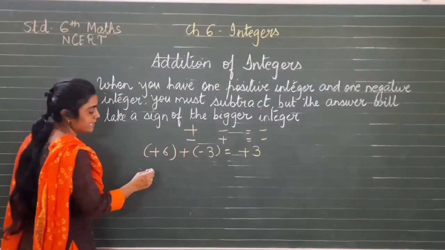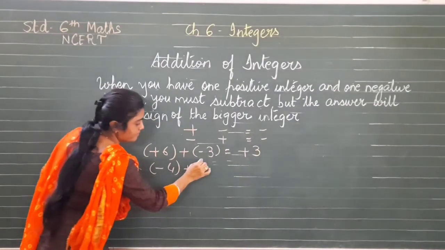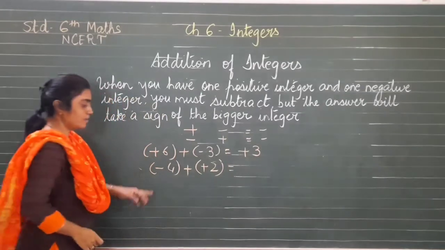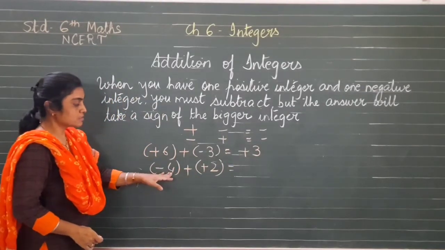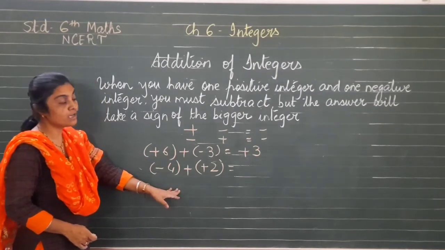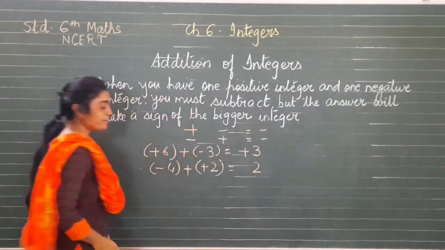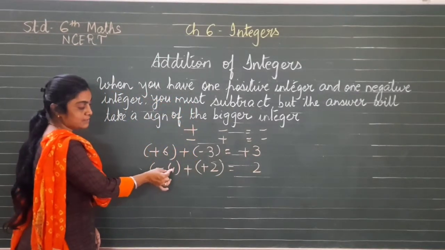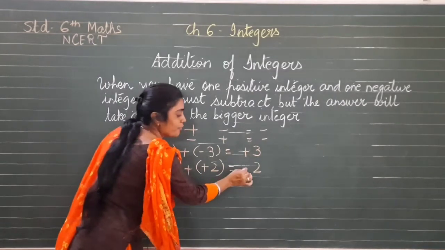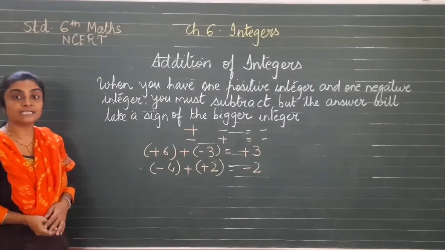Let us take another example. -4 plus 2. Here minus and here plus. One is negative and the second one is positive. So again, according to the rule, you have to subtract. 4 minus 2 will be 2, and the sign is of the bigger number. Here 4 is greater, so the sign is minus. So you will put a sign of minus. So this was about the addition of integers having two opposite signs.